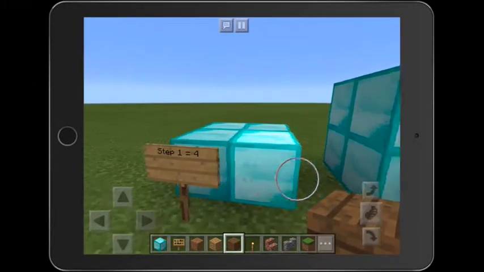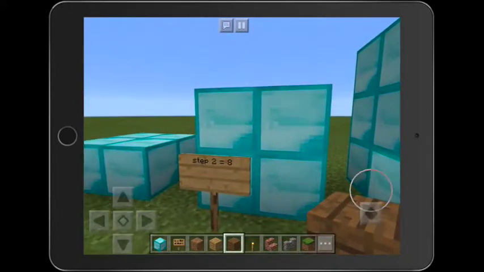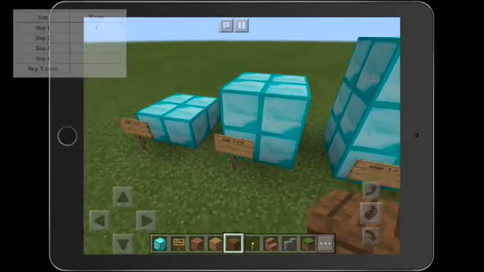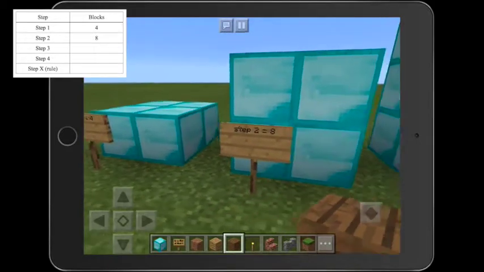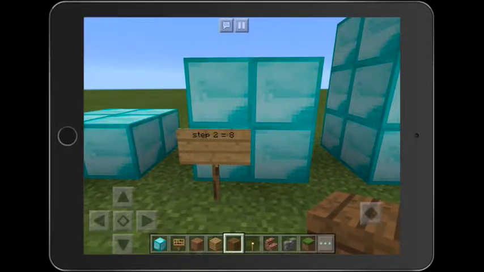Well, if I move over, I can show you what it would be. Here it is. I added another layer. So in this case, I actually added another 4 blocks. Now on step 2, I have 8 blocks. So step 1, I had 4. Step 2, I had 8. And I can keep that pattern growing. Each time I add a layer, I'm going to be adding another 4 blocks. So this becomes a very predictable pattern.